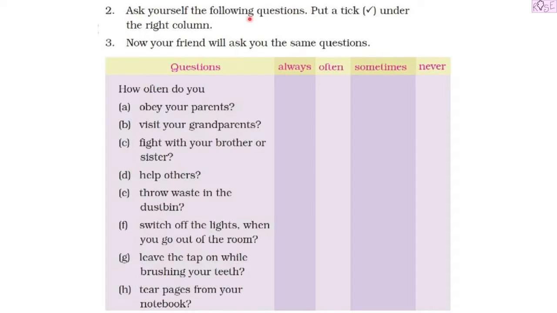So now ask yourself the following questions. Put a tick under the right column. So now what do you have to do? You have to read all these statements and you have to tick under the right column. They have given a situation, and if it happens always with you, you have to tick in the always section. If it happens sometimes, you put a tick in the sometimes section. If it happens many times, you put it under often, and if it does not happen at all, you put a tick under never.